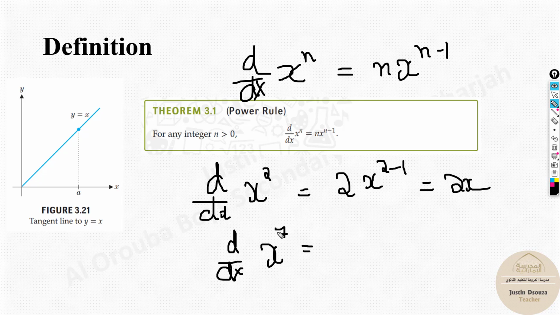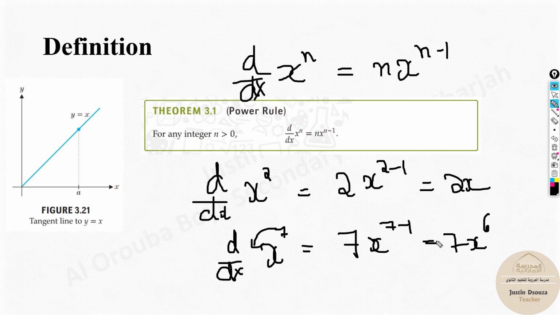I hope you realize this. Whatever the power is, it comes down in front. So it will be 7x, but don't forget to subtract 1 from the power. Don't write 7; it's 7 minus 1. So it is 7x to the power 6. This is the answer.